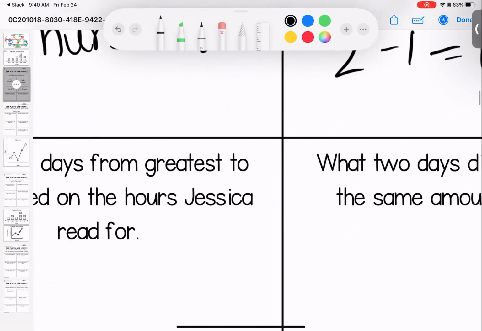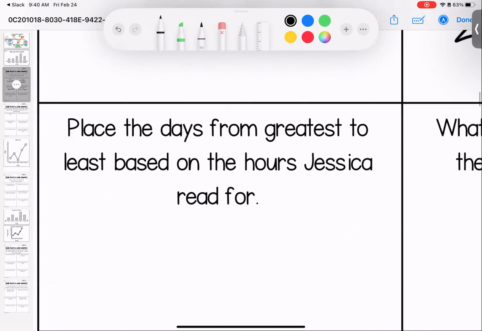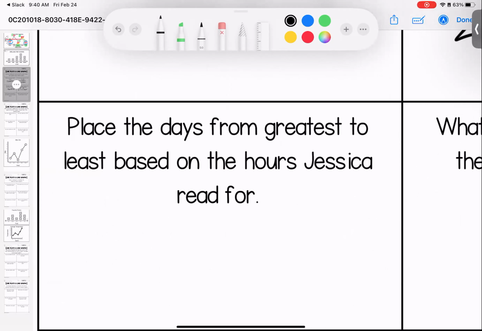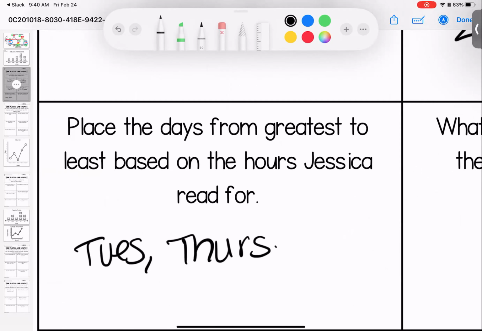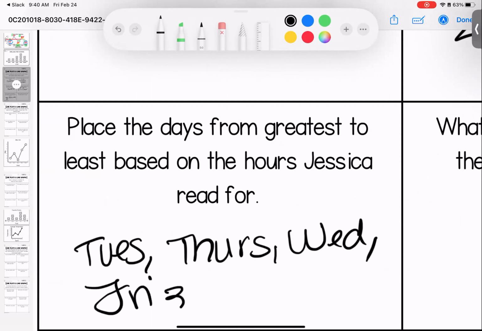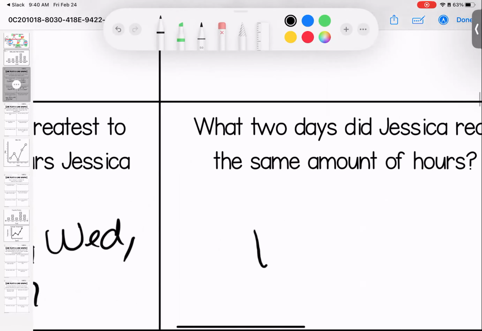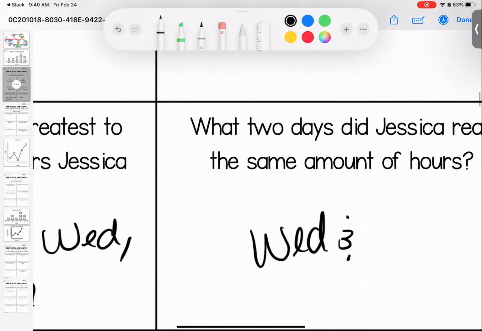Putting our days in order from greatest to least. Remember, we had 2 that were tied, so it didn't matter which way you put them. I said that they were Tuesday, Thursday, Wednesday, Friday, and Monday. And then what 2 days did she read the same amount of time? It was Wednesday and Friday.